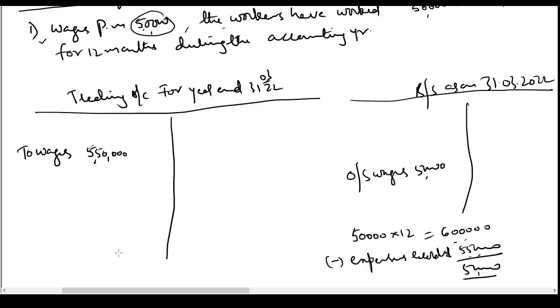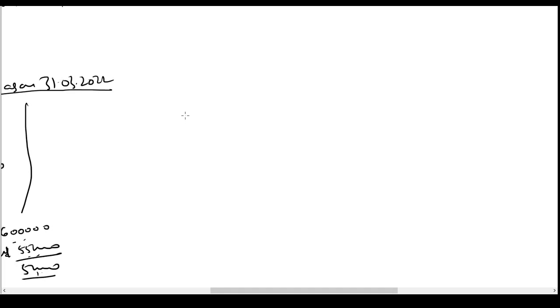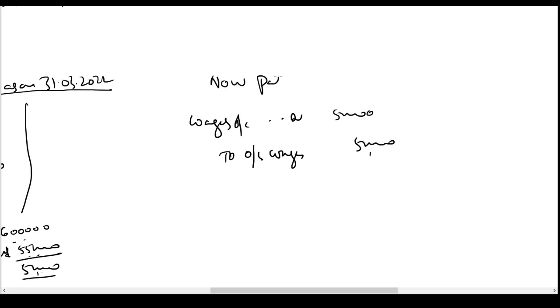So how do you deal with this? We will pass an entry now. Wages account debit to outstanding wages 50,000. Now we have to pass this entry and give effect. Wages account has to be debited with 50,000 and outstanding wages has to be credited with 50,000.